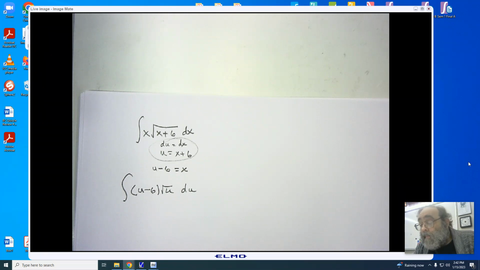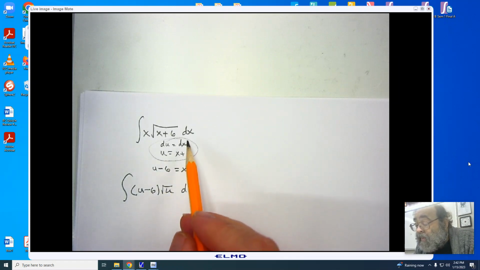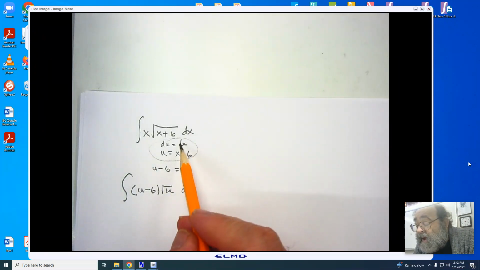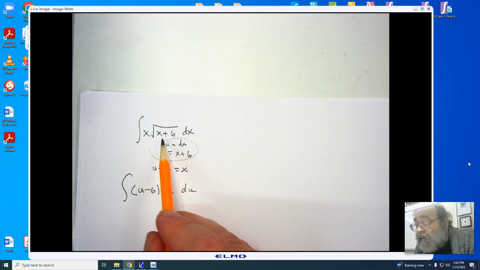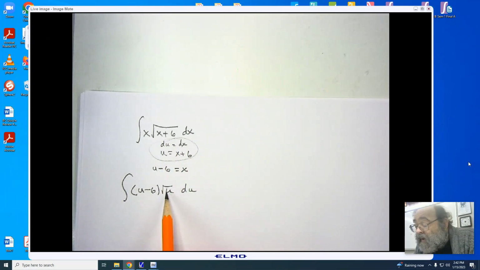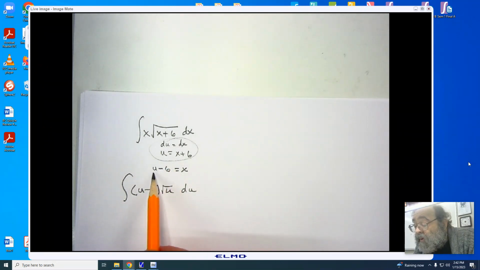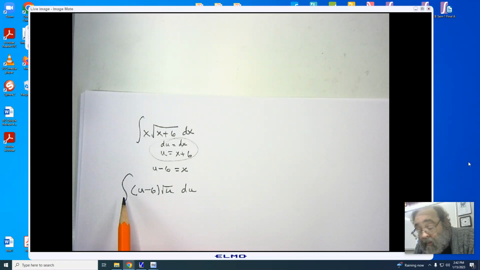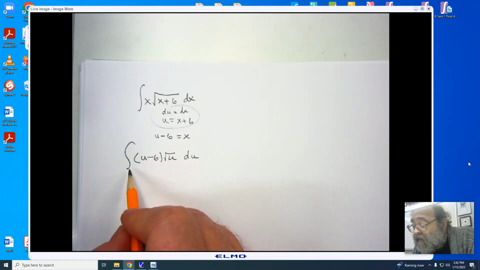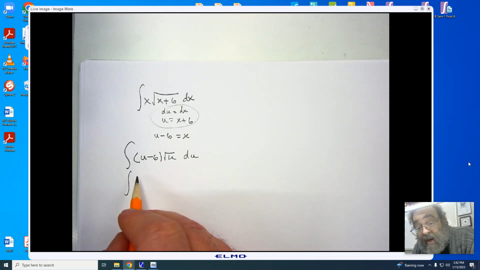Now, please take note. In this, there were three different pieces that I had to replace. I had to replace dx with du. I had to replace the x plus 6 with u, and I had to replace the x with the u minus 6. If this were a definite integral, I'd also have to change my endpoints. Let's go ahead and finish this up, because we're not done yet.